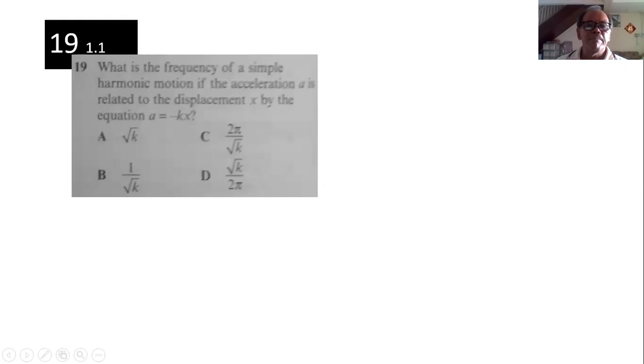What is the frequency of a simple harmonic motion if the acceleration a is related to the displacement x by the equation a equals minus kx? Okay, number 19, what's the answer?